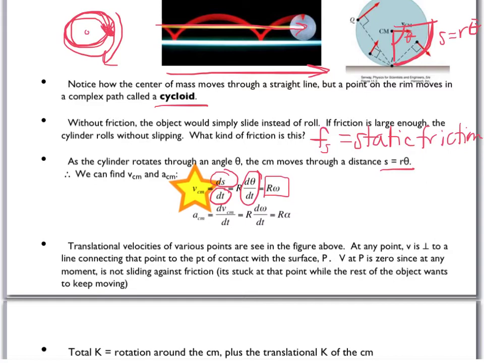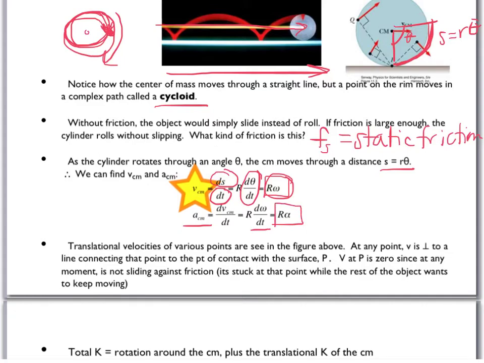And if we do the exact same thing with acceleration, and now take the derivative of r omega with respect to time, of course d omega dt is simply equal to alpha. So the acceleration of the center of mass is simply r alpha.